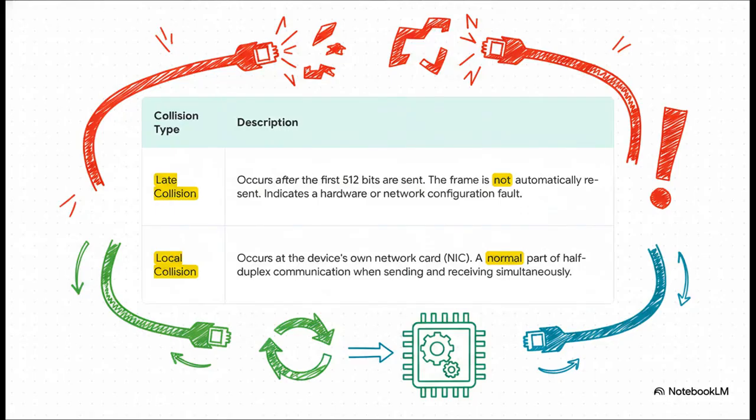For instance, it turns out not all collisions are created equal. A local collision is kind of normal. It's the expected result of two people talking at once. The system handles it. But a late collision, oh, that's a huge red flag. That means something is seriously wrong with the network itself, like a cable that's way too long. And the protocol doesn't automatically fix this. It's up to some other piece of software to realize a message just vanished into thin air.